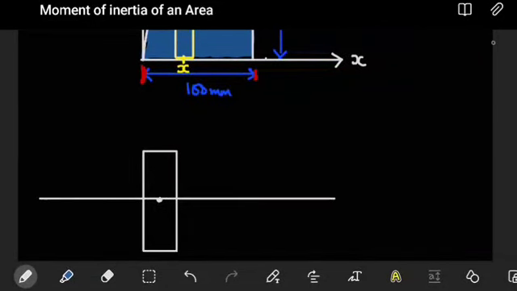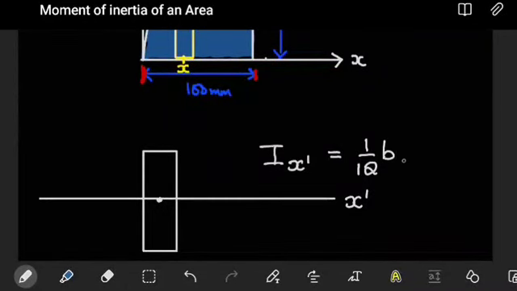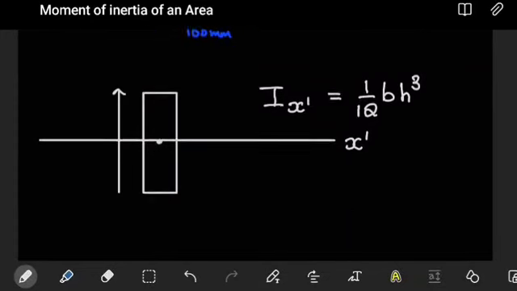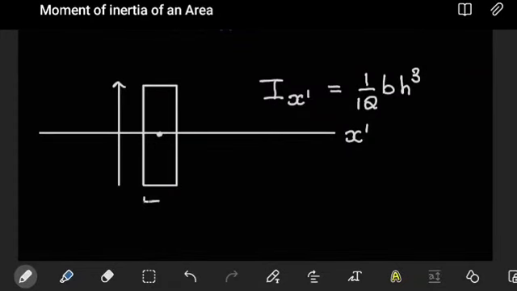We saw that this moment of inertia, let's set this to be the x prime axis, was determined by 1 over 12 bh to the power 3, where h was the height from here all the way up to the edge there, and b was the thickness from here to here. We saw this in the previous video. We did make that derivation.